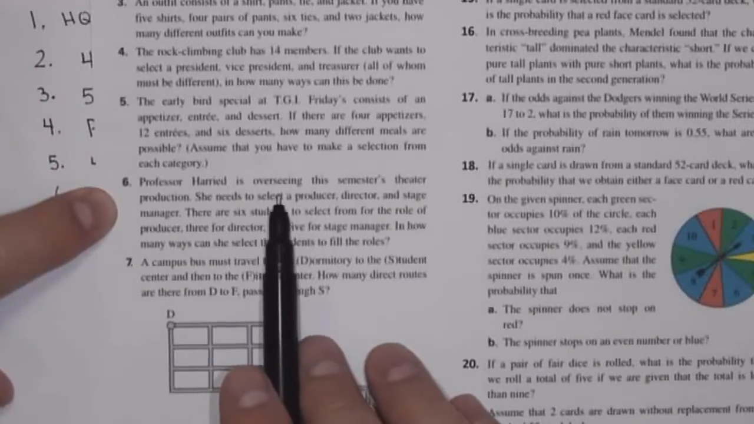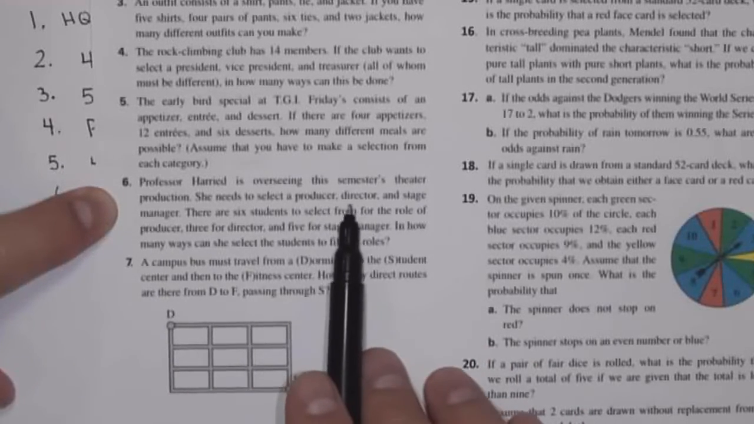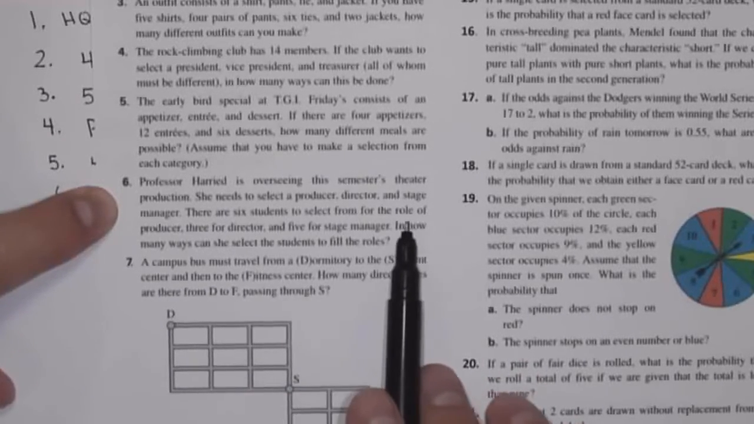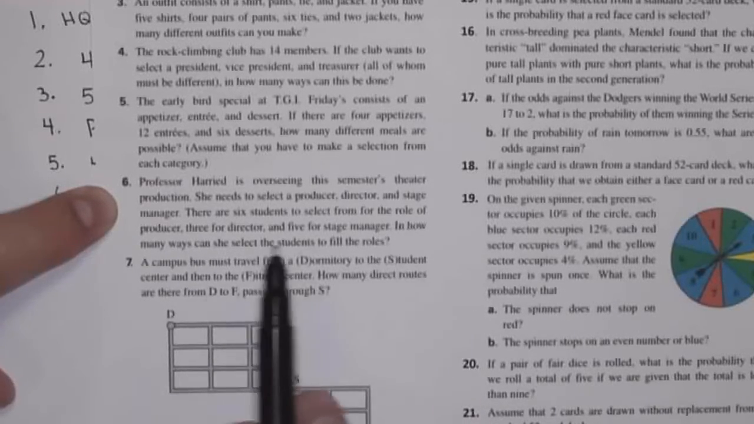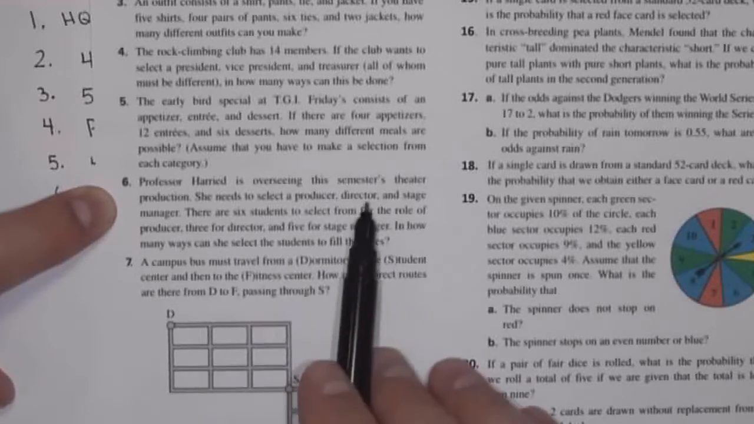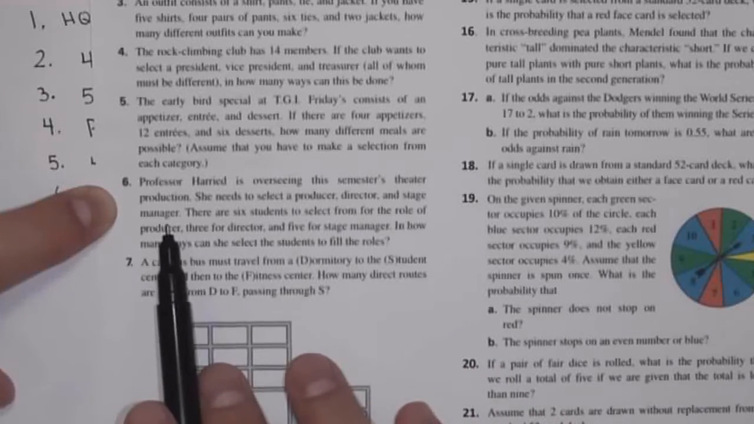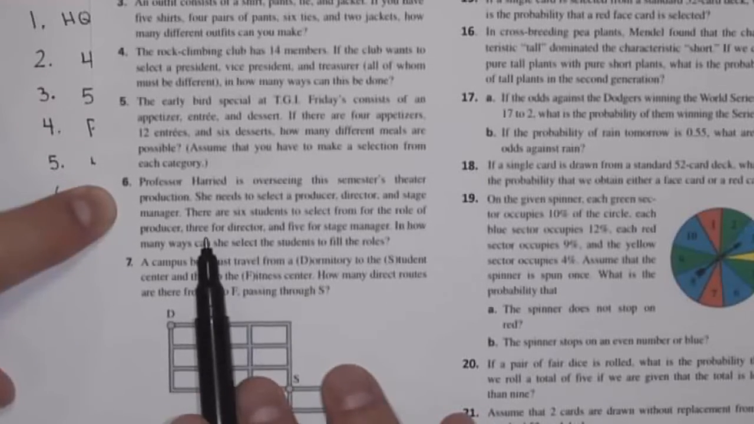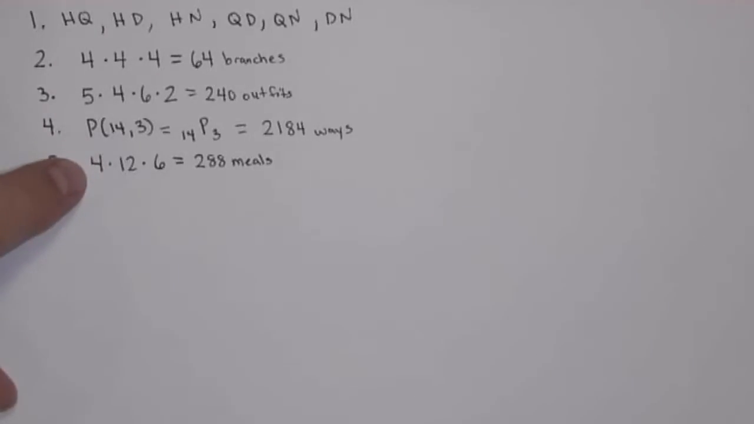Professor Harried is overseeing this semester's theater production. She needs to select a producer, director, and stage manager. There are 6 students to select from for the role of producer, 3 for director, and 5 for stage manager. In how many ways can she select the students to fill the roles? So again, this is basically the same as the previous kind of problem. We need a producer, a director, and a stage manager. There are 6 students that could be producer, 3 that could be director, and 5 that could be stage manager.